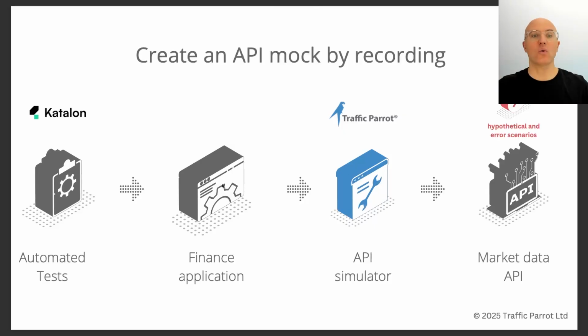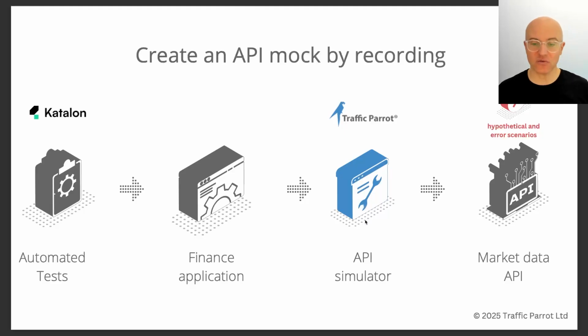So first of all, we'll create an API mock by recording the traffic between the finance application and the market data API. So first of all, we need to point the Traffic Parrot tool at the market data API, and then we need to point the finance application at Traffic Parrot instead of the market data API in order for this proxy for recording to work.